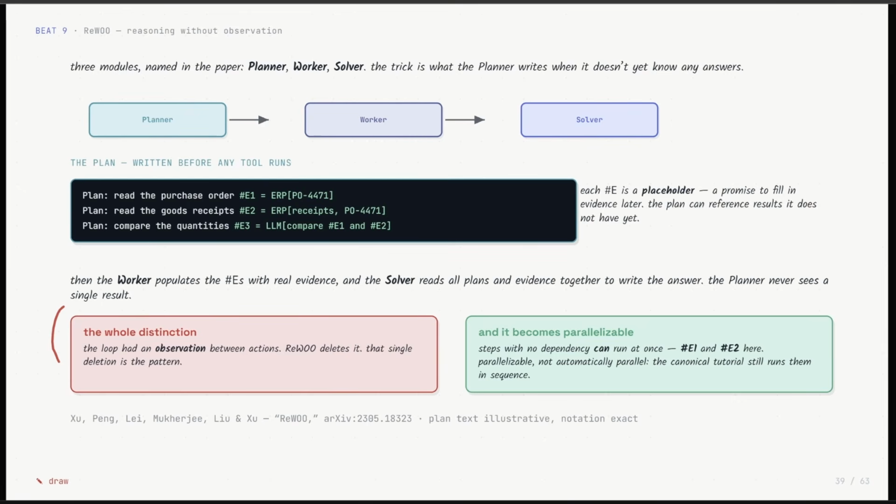On the other hand, there is a bonus, because the whole plan exists up front. Steps can run with no dependency between them, but a dependency could create some extra results. So it has its positives and its negatives. Here, hash E1 and hash E2 are parallelizable, not automatically parallel. You need to figure out for yourself whether the dependency relationship between each of your actions matters or not. And this is the ReWOO paper I'm talking about, from, if I'm not wrong, I forgot which year, but from these writers.